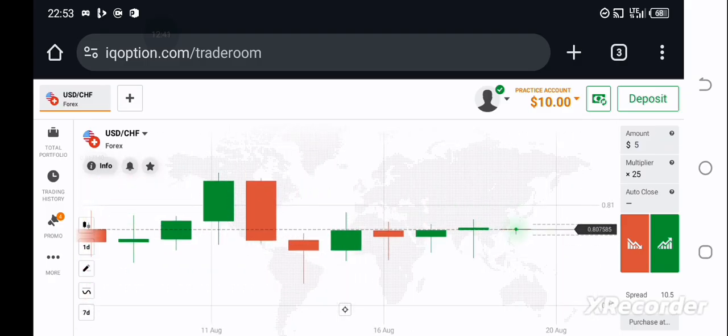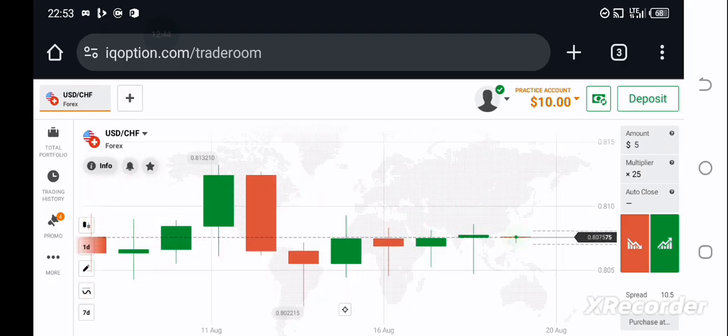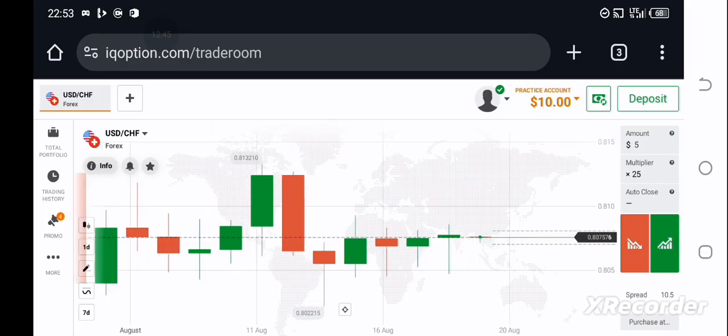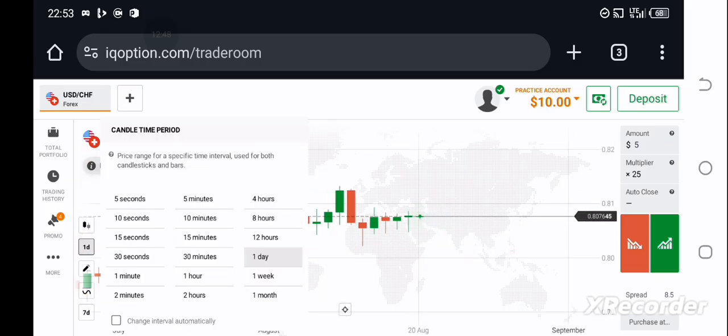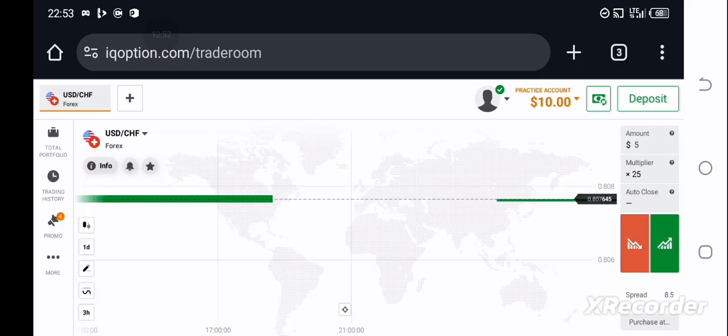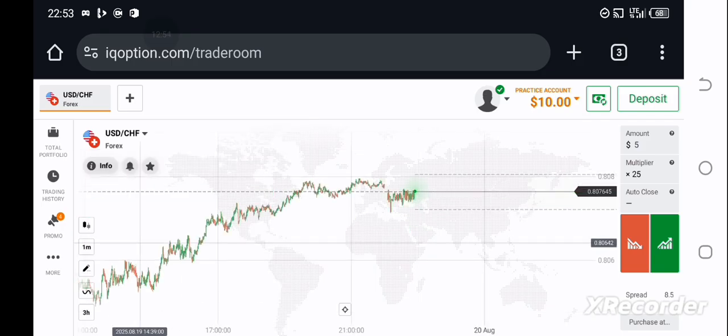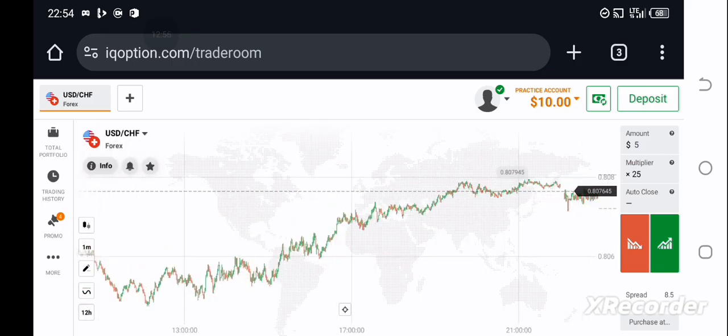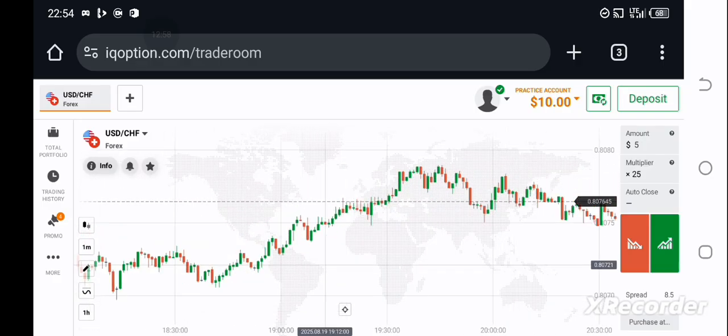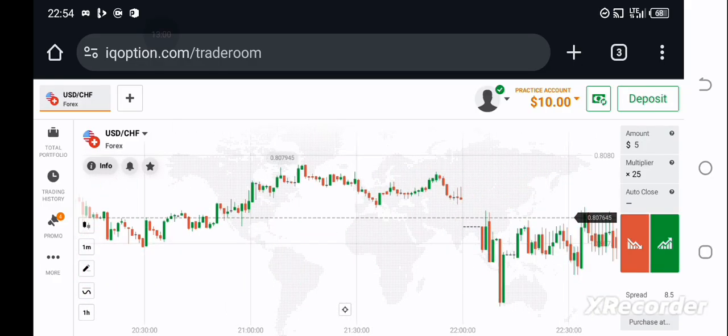Look at what the market is making for every 24 hours. We are seeing several rejections. So in this type of situation, if we change it to a 1 minute candlestick, we may not see anything reasonable, because of so much rejection even on the daily chart.